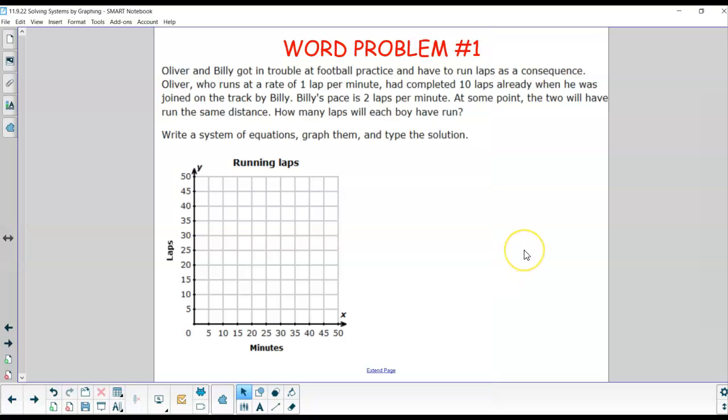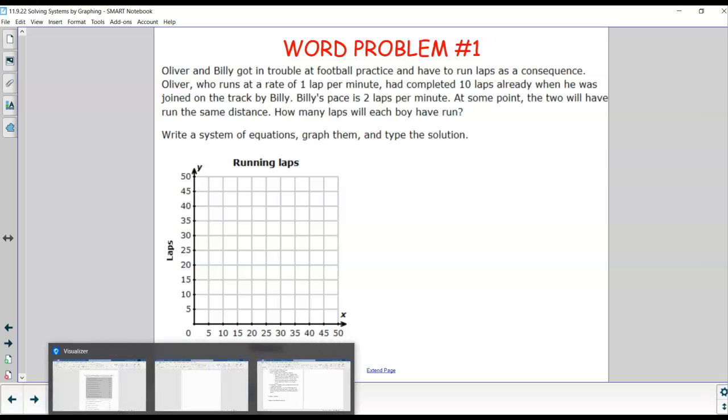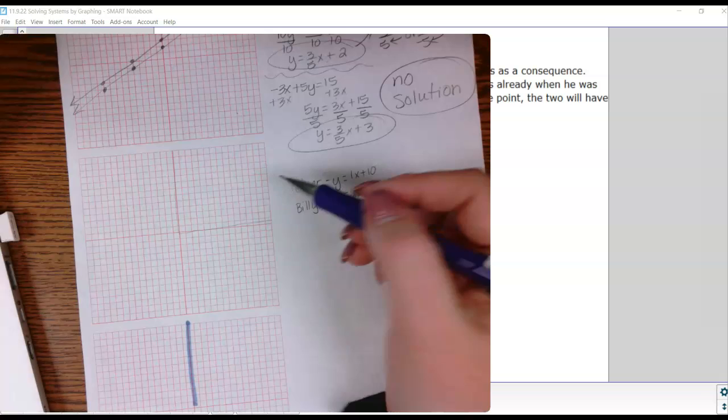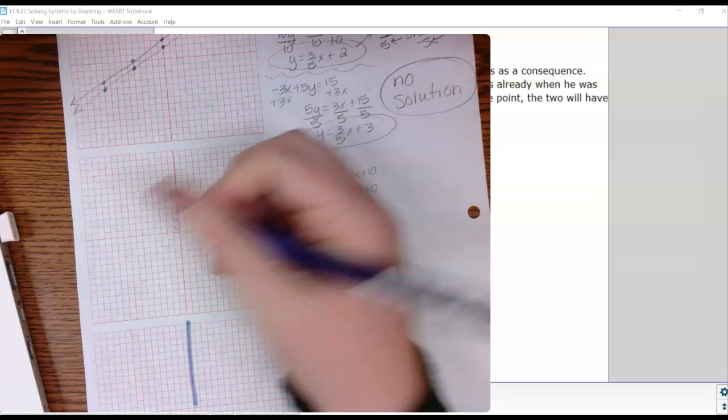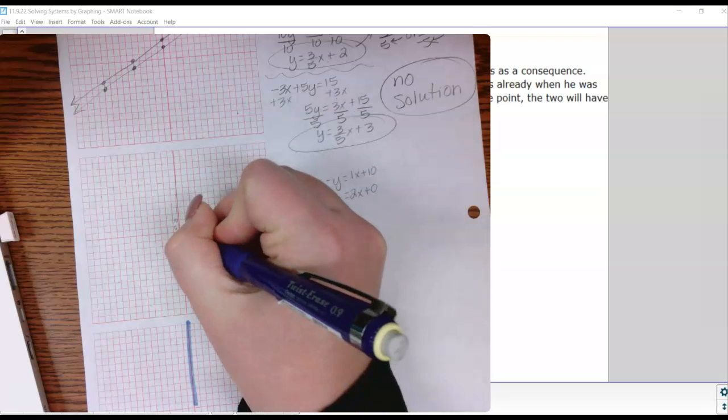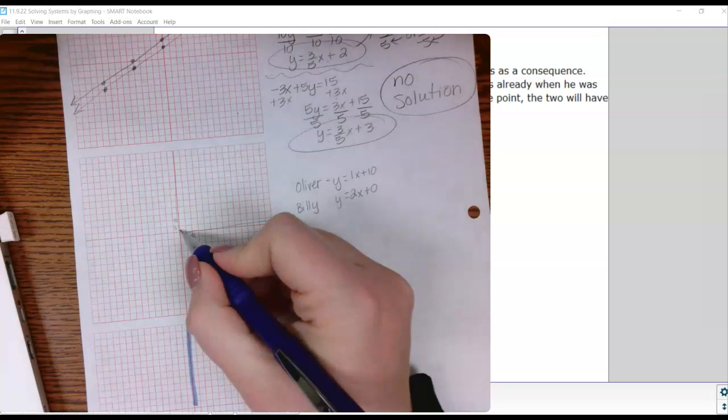And then if you go back and look at this graph, the y-axis is laps, and it's going up by 5. And then the minutes are going up by 5 as well. So if we look at our graph paper, this is 5, this is 10, so on, 5, 10. And then, of course, this is 0.